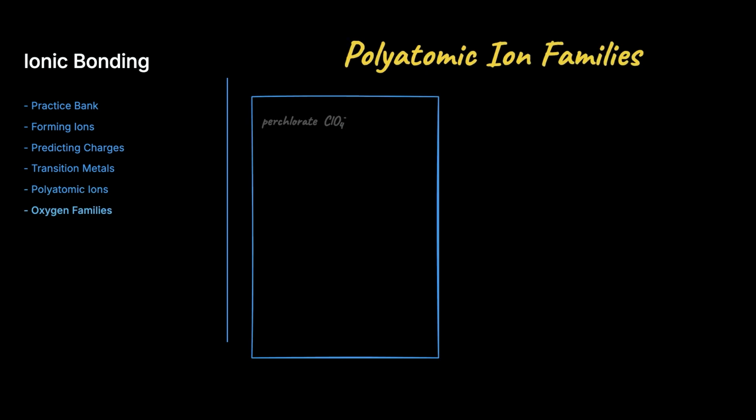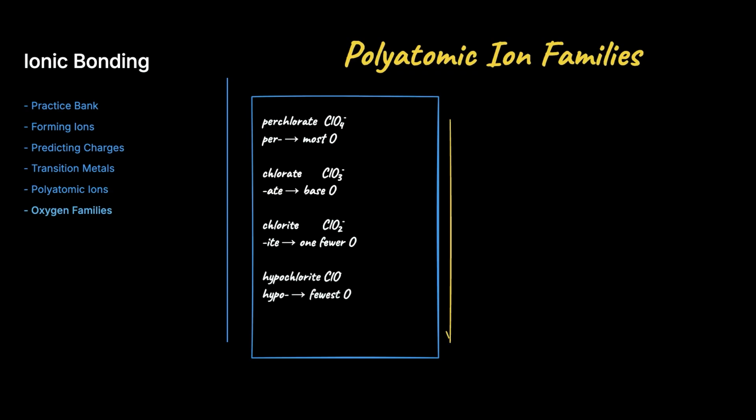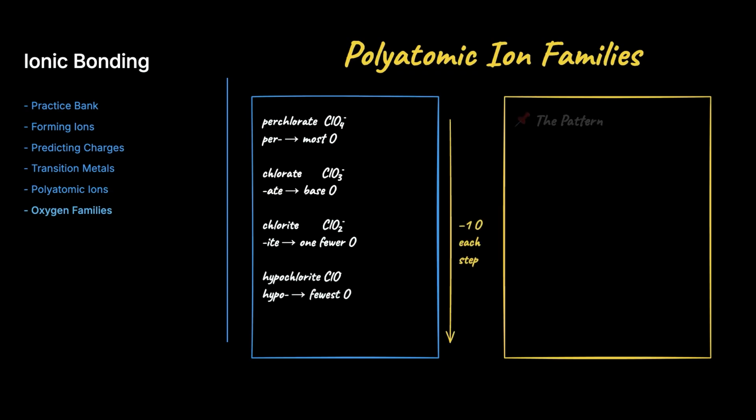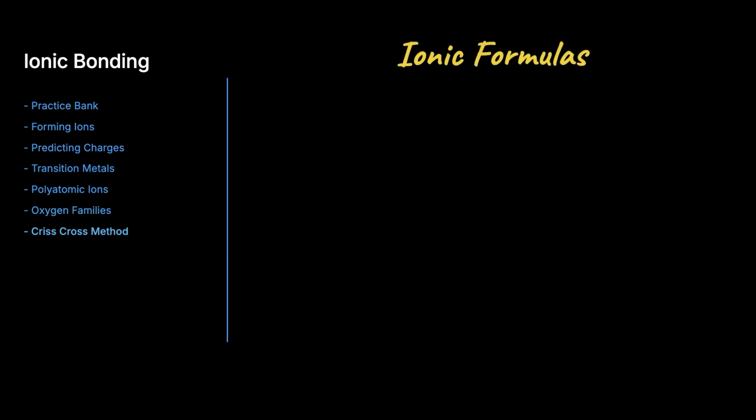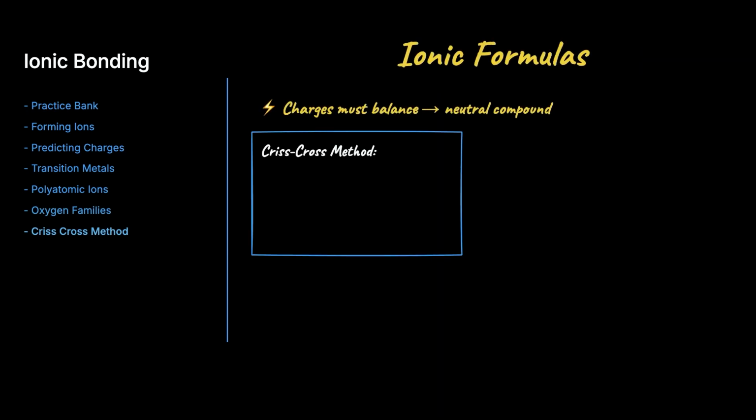Many polyatomic ions come in families that differ only by how many oxygens they hold. Take chlorine as the model. The base ion ending in ate has a set number of oxygens. The ending ite has 1 fewer. The prefix per gives 1 more, while hypo gives 1 fewer still. The charge never changes.